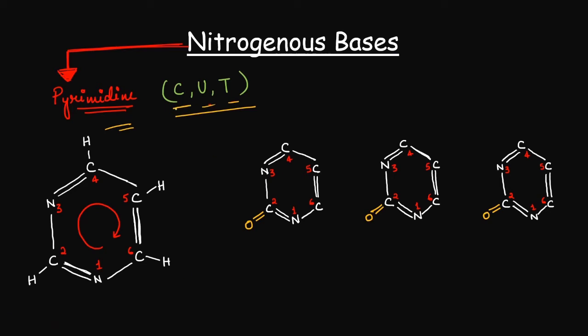Now in case of cytosine, apart from the oxy group on the second carbon, there is one amino group on the 4th carbon. And that's it, our cytosine structure is ready. It's so simple and easy.